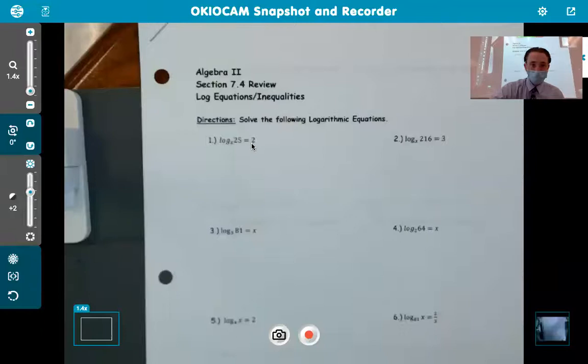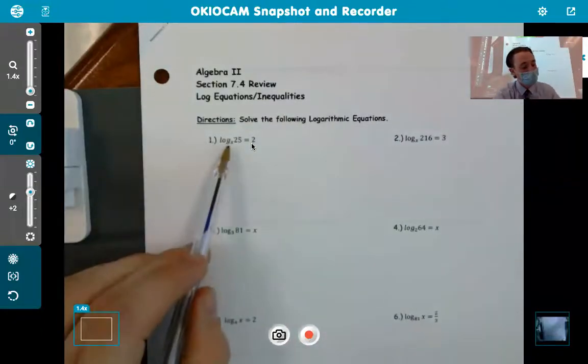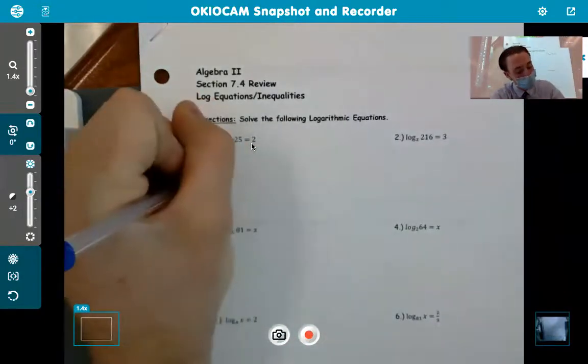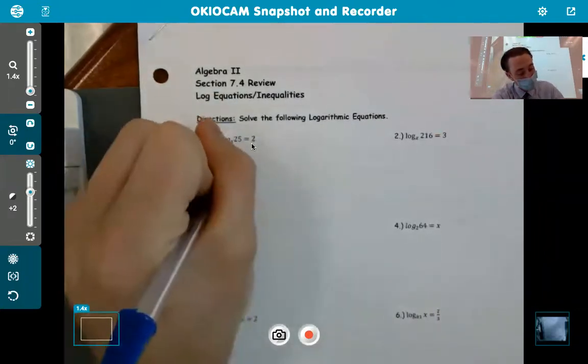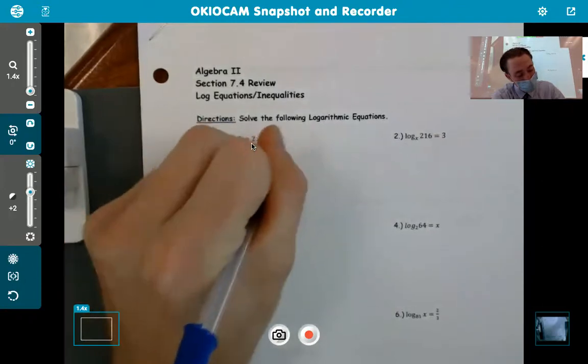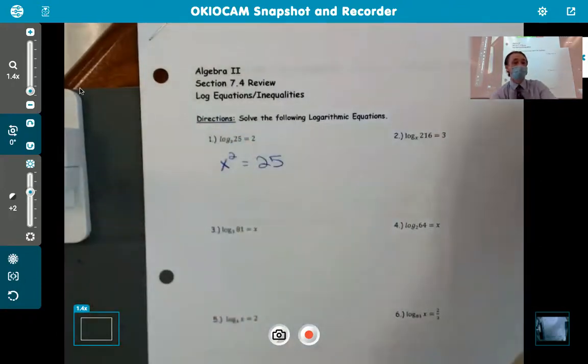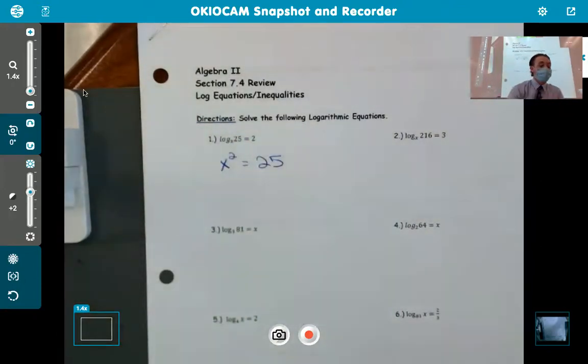So that first equation, log base x of 25 equals 2. I ask myself, what's my base? It's x. What am I setting my equation equal to? Well, that's 2. And then I'm going to set that equal to 25. All right. So just a matter of rewriting an exponential equation.